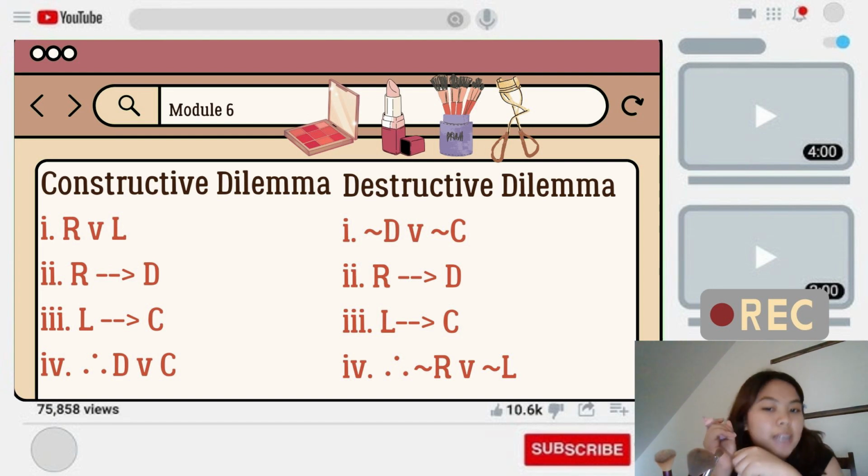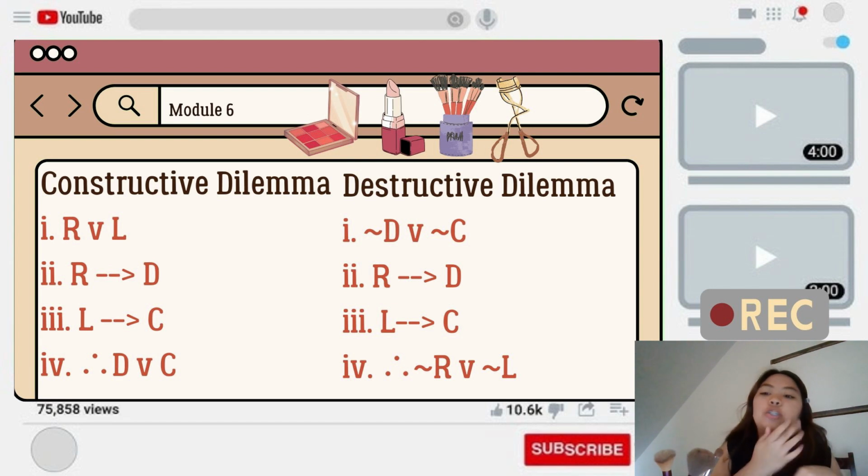So, using it in an example, if it rains, then the picnic will be cancelled. If it is sunny, then we will go to the beach. Either it rains or it is sunny. Therefore, either the picnic will be cancelled or we will go to the beach. On the other hand, destructive dilemma is a combination of two modus tollens, which we can see in the PowerPoint. There are two conditional statements and concludes that both options cannot be true, leading to the negation of both premises.